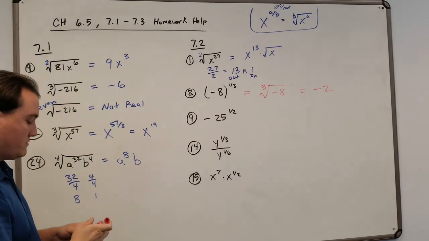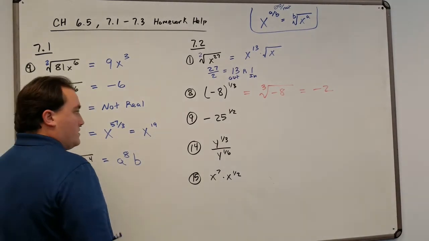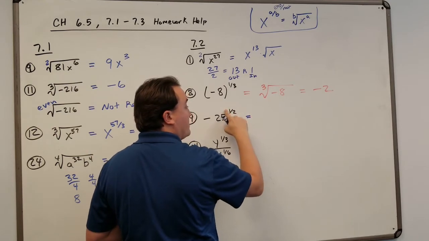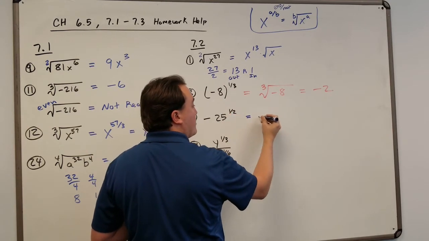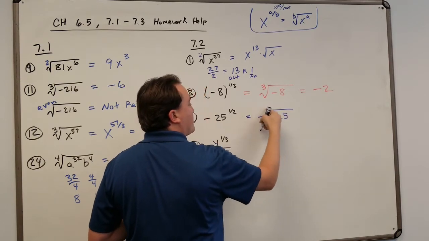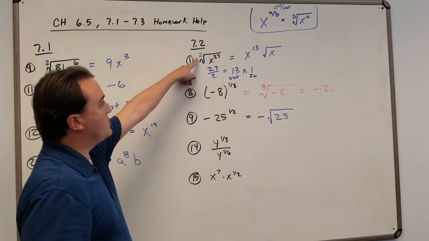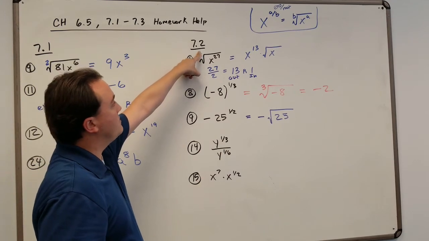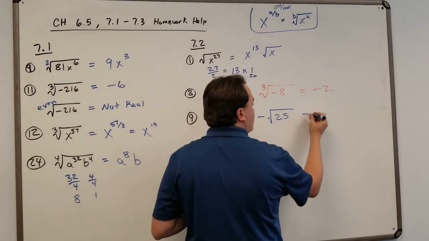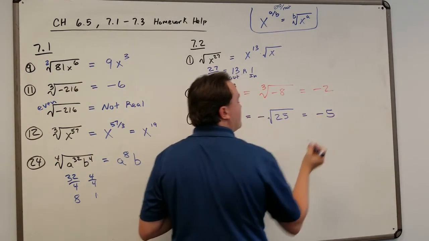Same thing here, except it's 1/2. So our exponent is 1 and our root is 2. But remember, you don't write it up there when it's 2. There's an imaginary 2 up there when it's not there. All right? So what's the square root of 25? 5, right?